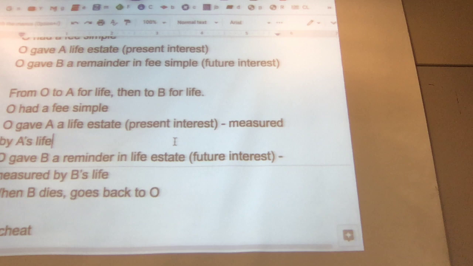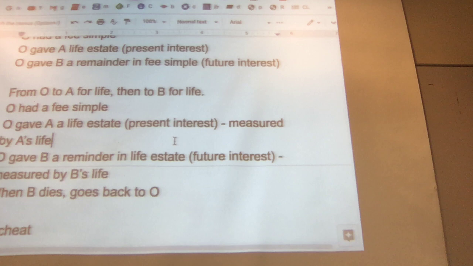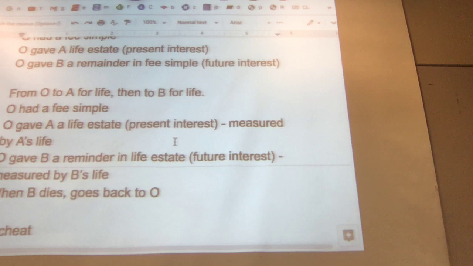Tim, then Chance. Would it be improper to say he had a remainder in A's life estate if A was still alive? No, that wouldn't be correct. It's his life estate, but not someone else's.